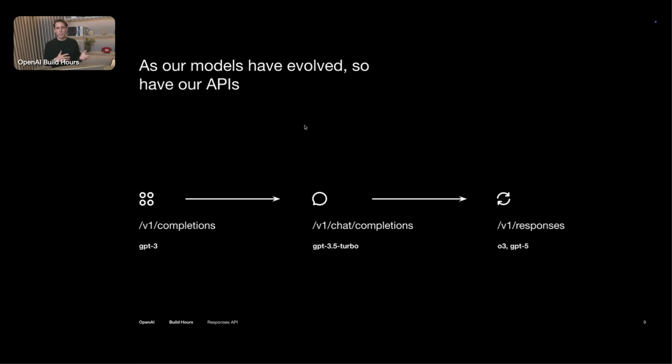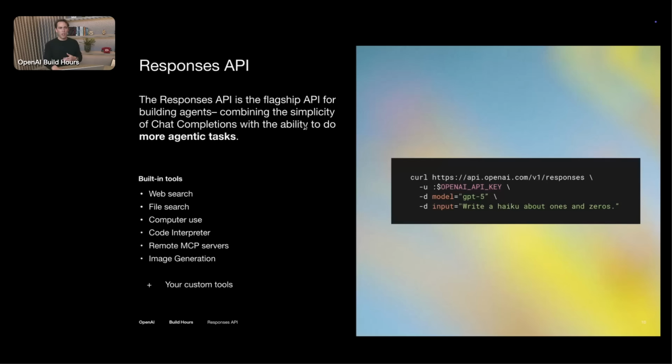But starting earlier this year with the release of o1, o3, and now GPT-5, we have these models that are very different. They're agentic and highly multimodal. And we needed an API that would enable everything from simple text in and out requests to highly agentic long rollouts that could last for minutes at a time. So the Responses API really combines the simplicity of chat completions with the ability to do more agentic tasks. The Responses API can simplify workflows, including tool use, code execution, and state management.